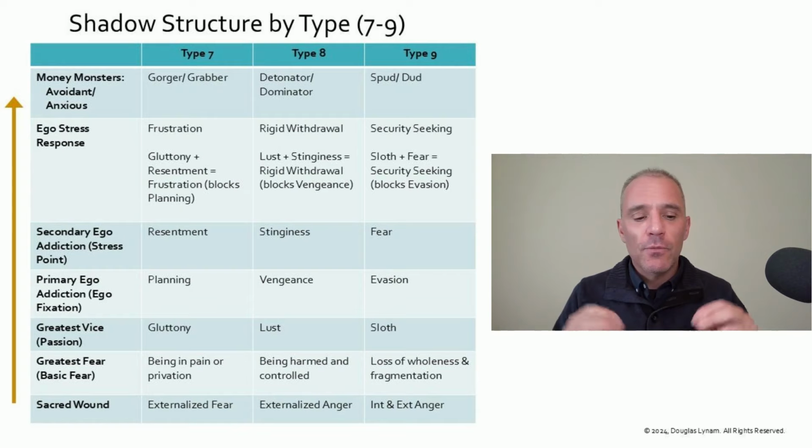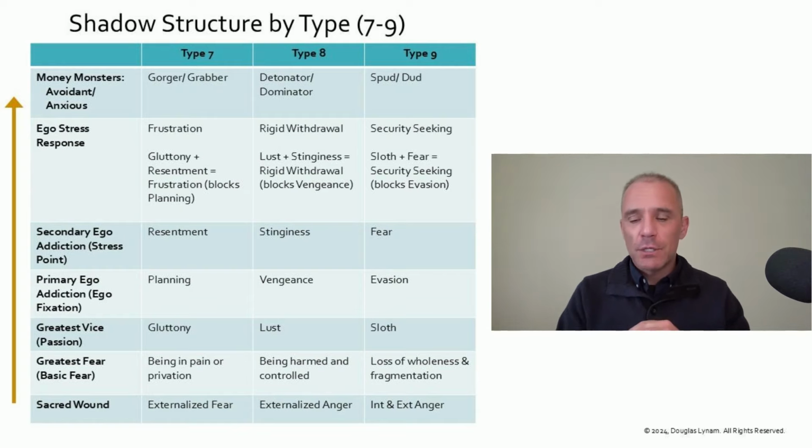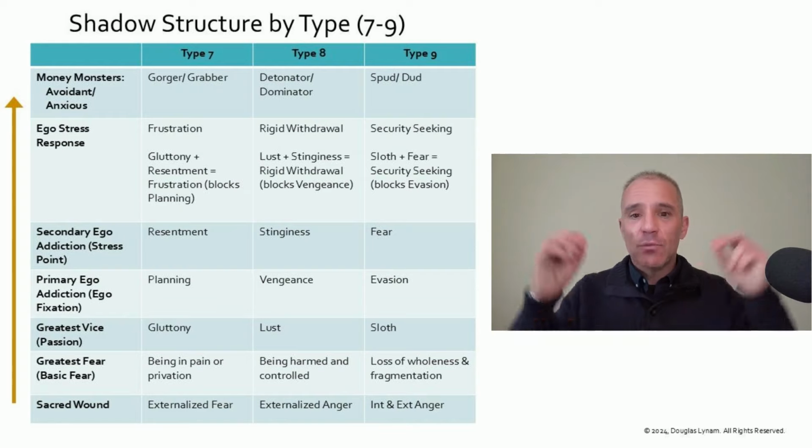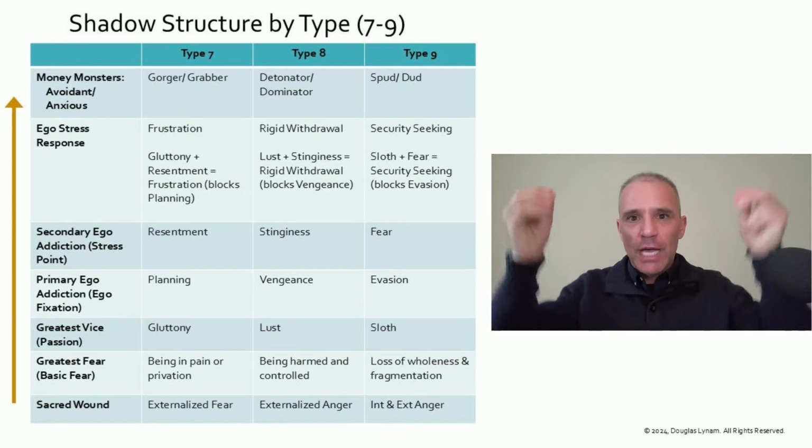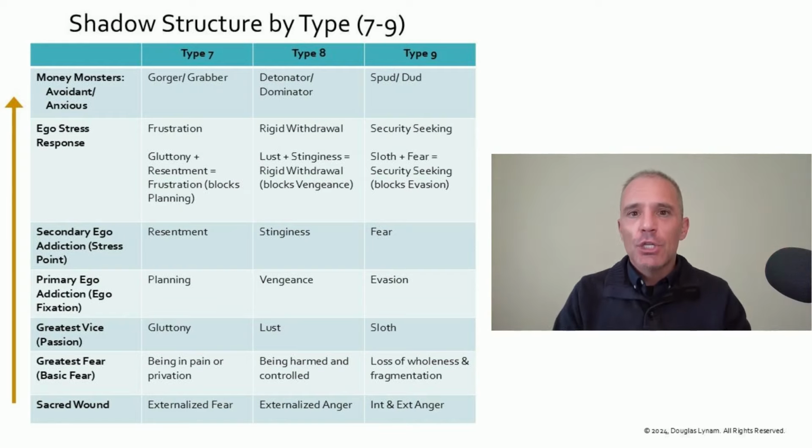All right, and then to wrap it up, we have the money monsters for type 9, the Spud and the Dud that we covered earlier. That's riding on top of this whole shadow structure for the type 9. So hopefully now, at the end of this video, you have a sense of how your type develops, how your shadow structure develops, and how that then feeds into your money monsters.